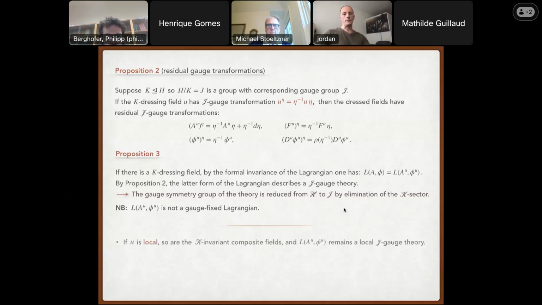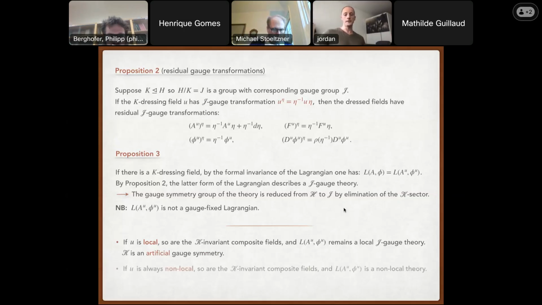Well, I would say that if the dressing field is local, so will be the invariant composite fields, the dressed fields that you can build, and therefore so will be the theory, the rewritten theory that exists by proposition 3. So it will remain local. So the conclusion would be that the K gauge symmetry that you've just erased was artificial, in a sense, because you've rewritten your theory, doing away with that symmetry, and yet you retain a perfectly local theory.